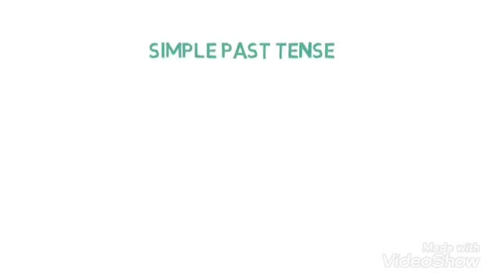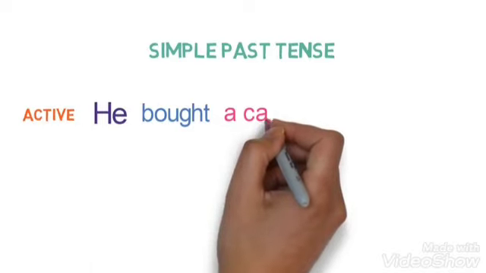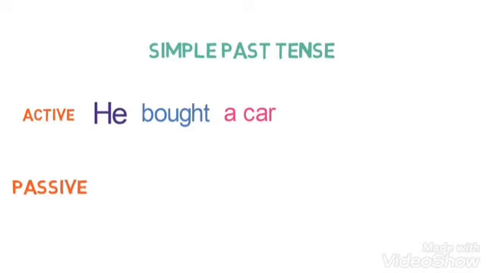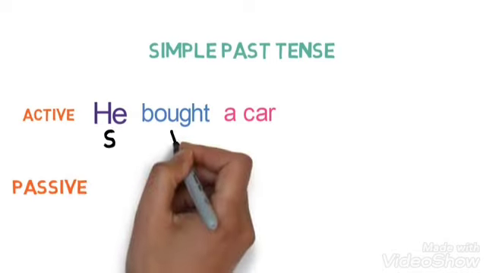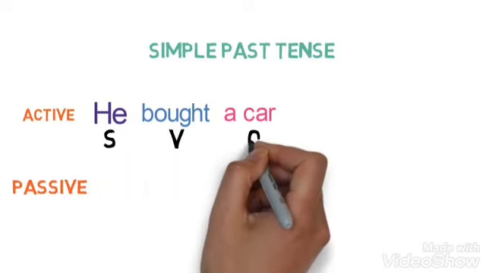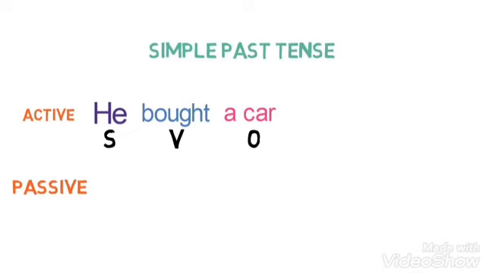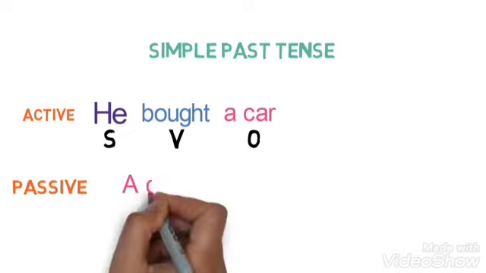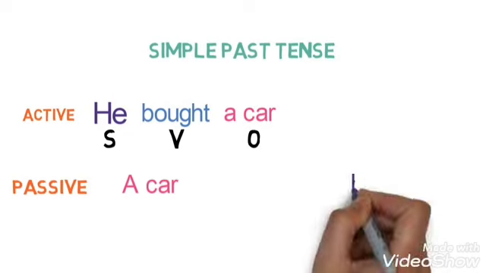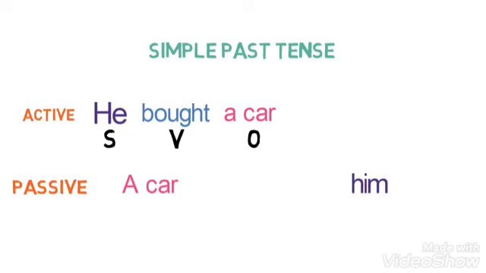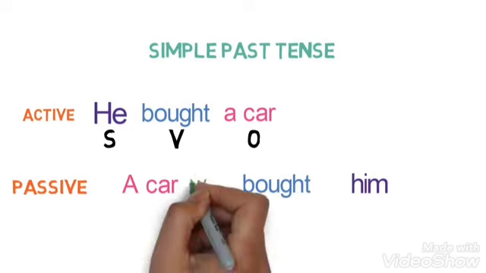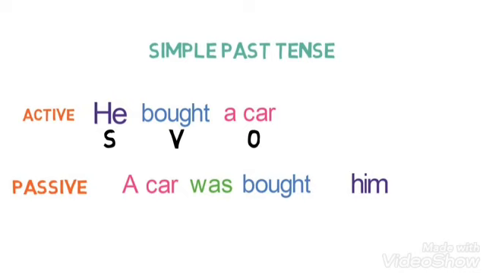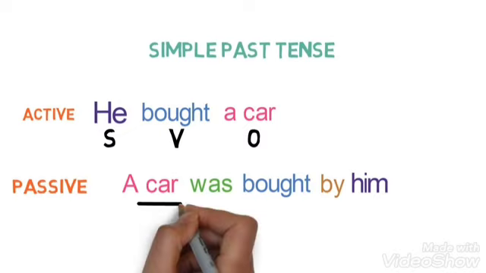Next example is simple past tense. "He bought a car." First identify the subject, verb and object. Swap the subject to object. Add V3 form for the sentence. Fourth step is add helping verb. The fifth one, add preposition before the subject. "A car was bought by him."